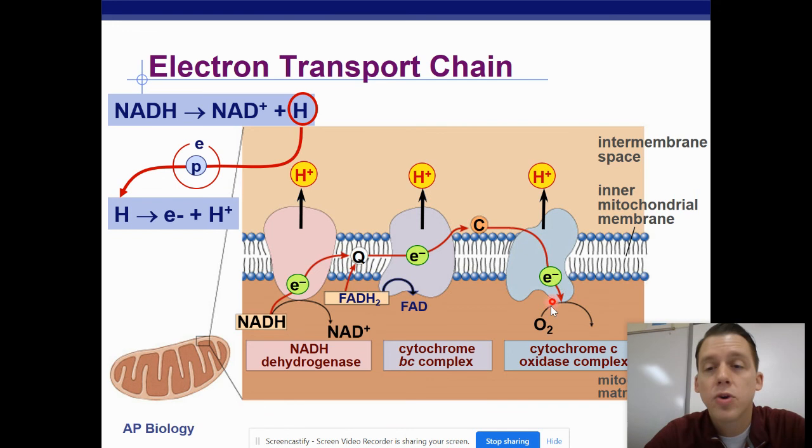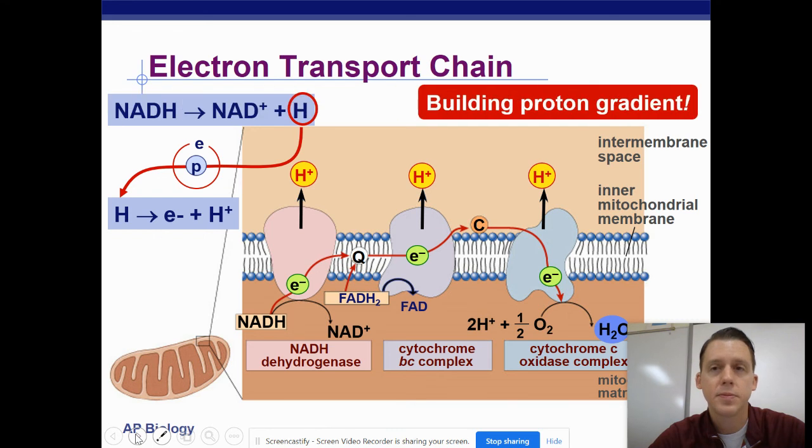Eventually, the electrons meet up with oxygen. Oxygen is found at the very end. There's an enzyme here which will hold oxygen, and that will attract the electron finally. And oxygen will meet up with some hydrogens that are floating around to make water. So what we're doing here is we are building a proton gradient.